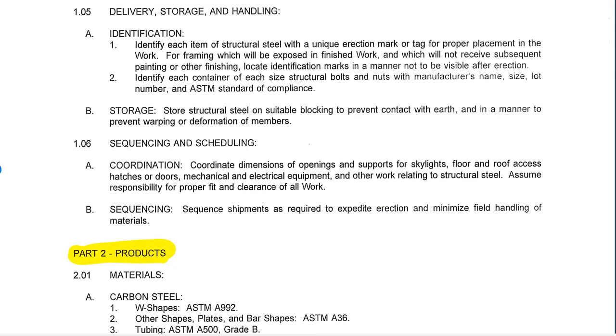What we see down here in delivery, storage, and handling is kind of boilerplate, but basically requires that the steel subcontractor coordinates their work with the work of other trades, and that they sequence the work in a way that makes it expedite erection and minimize field handling. And they're going to do that anyways because that's what's going to save them the most money. So those are general conditions specifically for this scope of work, and this needs to be worked with the whole Division 1 section as well.